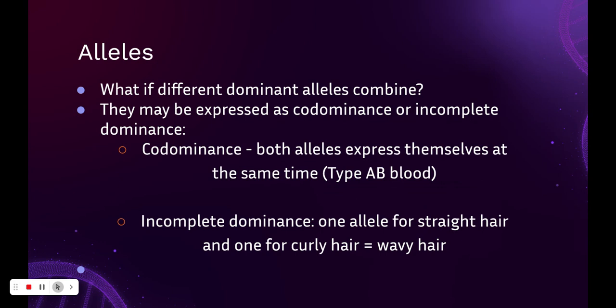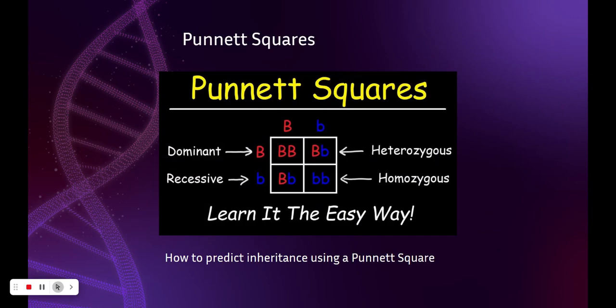Incomplete dominance is a little bit different. We have 2 dominant genes, and let's say in this example that your mom had straight hair and she was homozygous. She had 1 dominant allele. Your dad had curly hair and he was homozygous, dominant. All their offspring will have wavy hair because the traits sort of meet in the middle. They combine and have a blended phenotype.